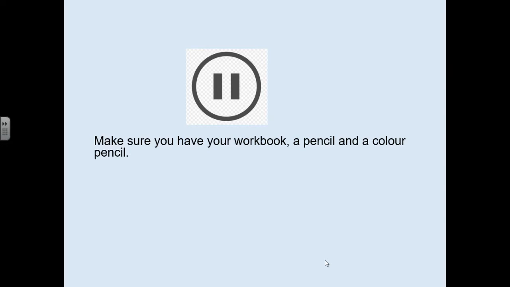Right, today in maths, as we are coming to the end of the unit of time, we are going to do the end of unit quiz. Pause the video and please make sure you have your workbook, a pencil and a different color pencil or different color pen to mark your quiz with.